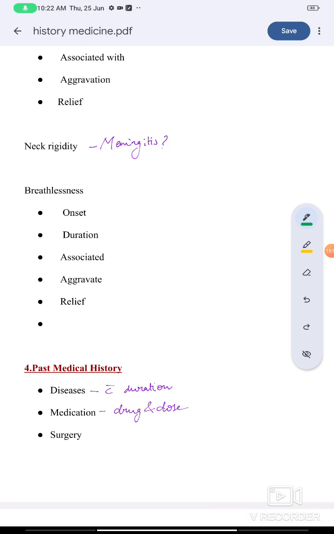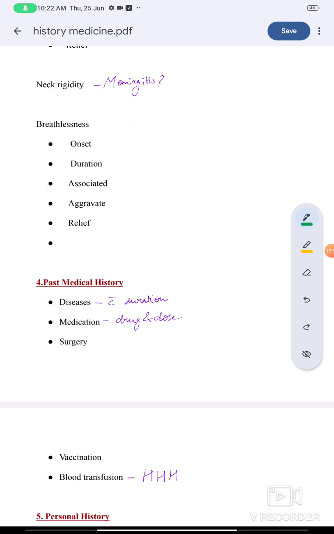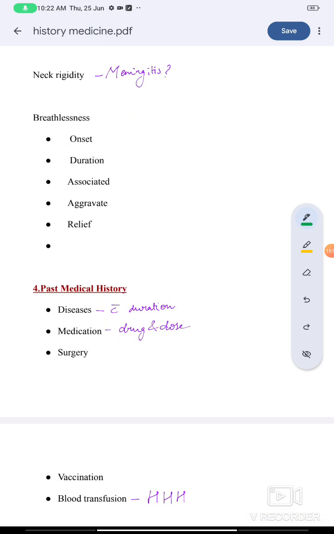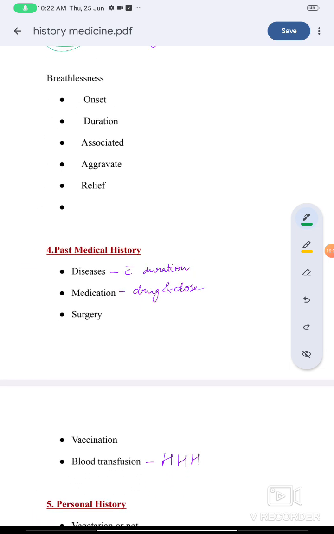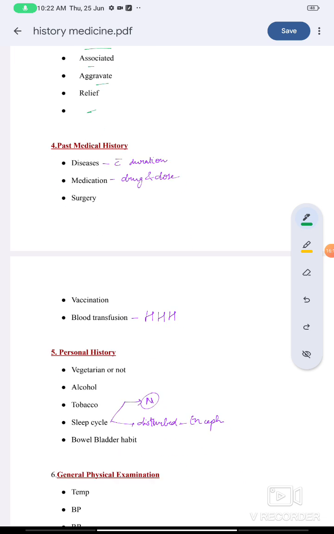the patient feels. Other than that, another common symptom may be neck rigidity. So in that case, you have to suspect meningitis also. Next common symptom would be breathlessness. For breathlessness, you have to note onset, duration, association, aggravation and relieving factors.